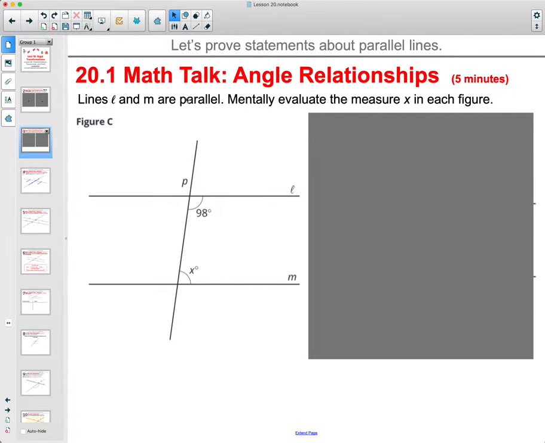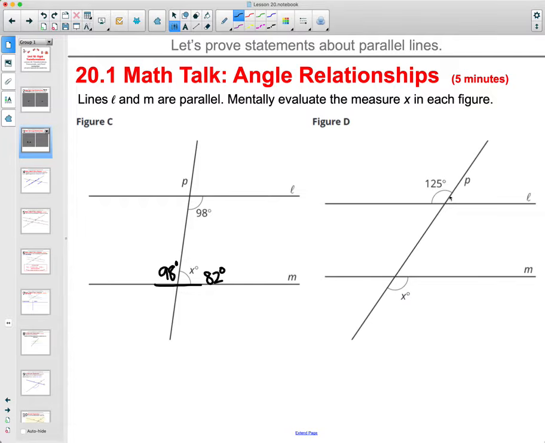This one, okay, when you rotate this set of angles down, where does this one end up? It's going to actually end up here, next to the X. So then together these two make 180, so this one has to be 82 degrees to make that straight line. So X is 82 in that one.